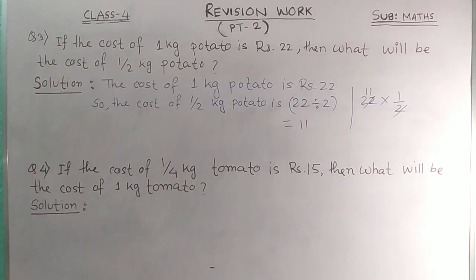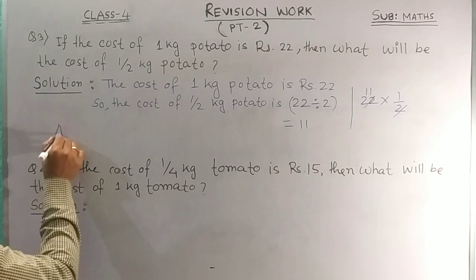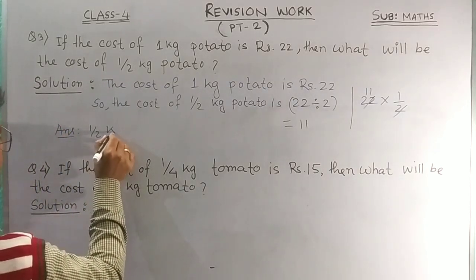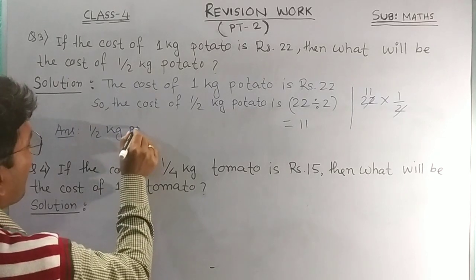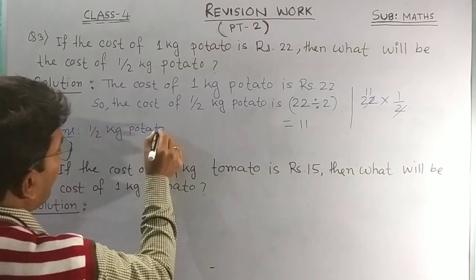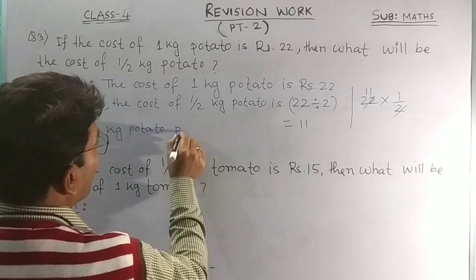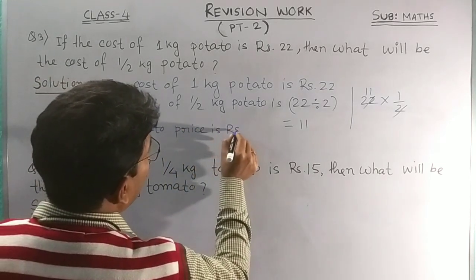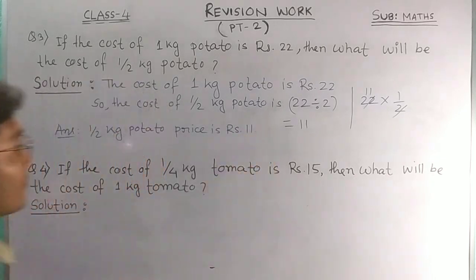Okay. So what we need to write? Answer: half kg potato price is rupees 11. Bas, this is a very simple answer. You have to understand only.